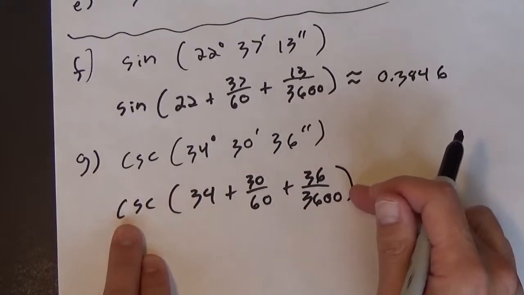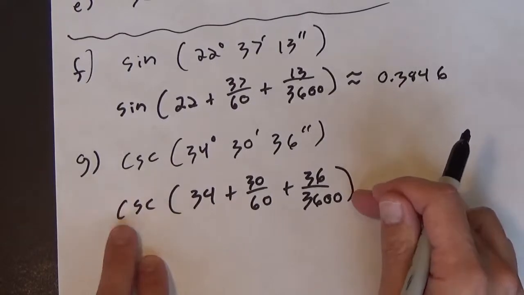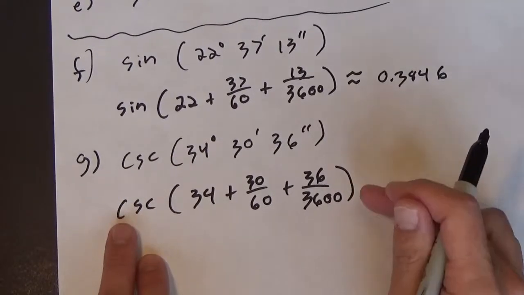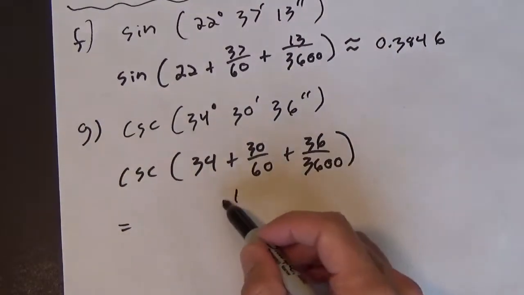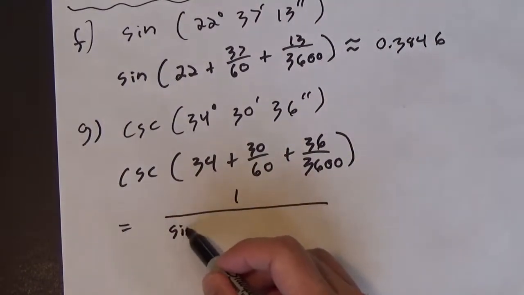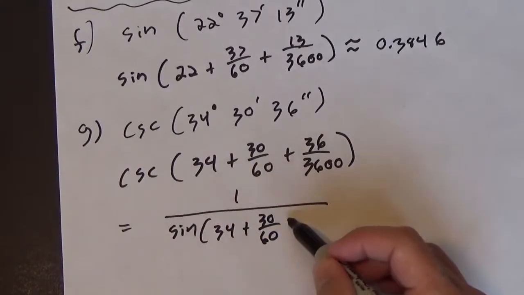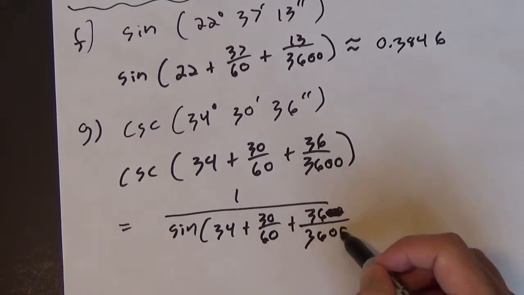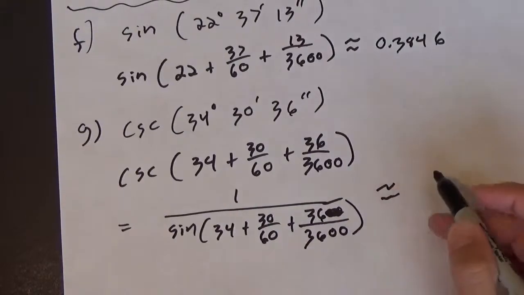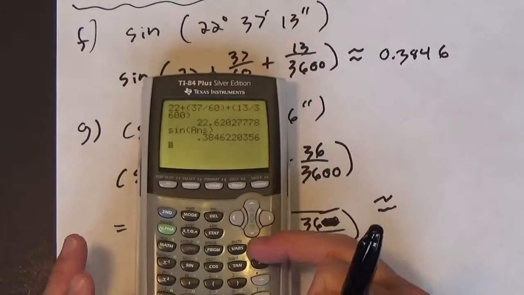But we have cosecant, and we don't have a cosecant button, so we have to use the reciprocal identity, and cosecant is the same as 1 over sine. So now we're going to have 1 over the sine of 34 plus 30 over 60 plus 36 over 3600. All right, so now we've got a lot going on here. So let's see if we can do this.